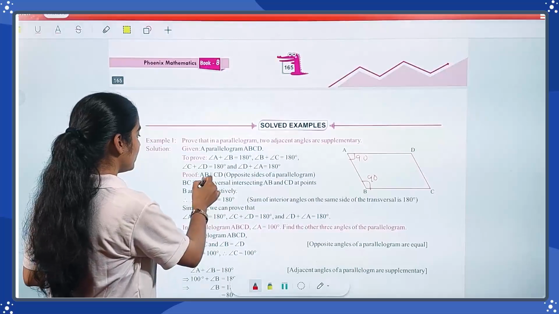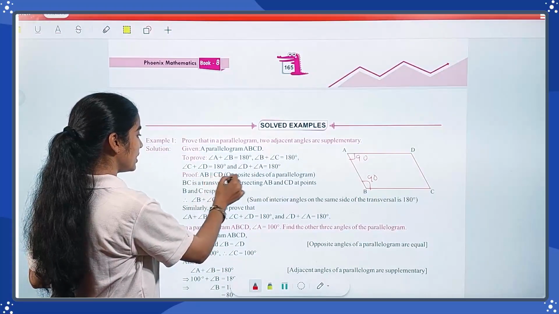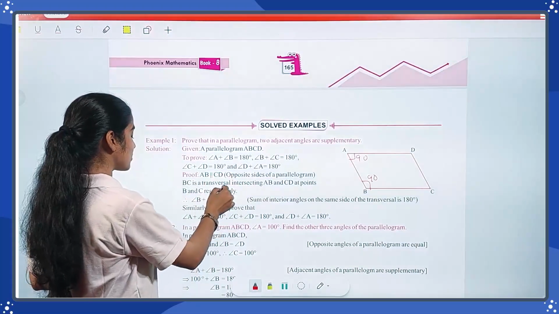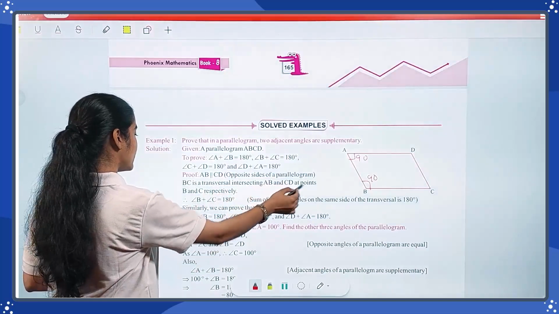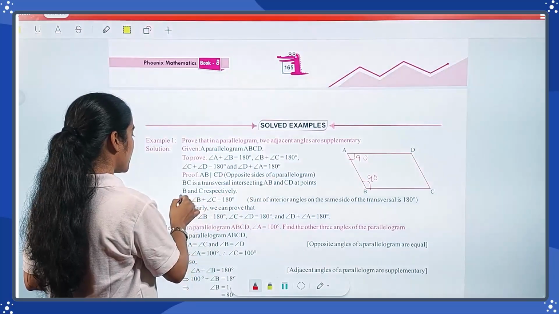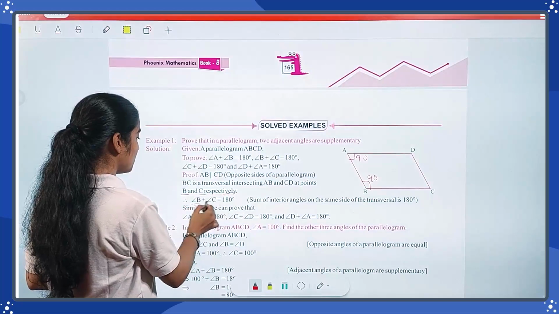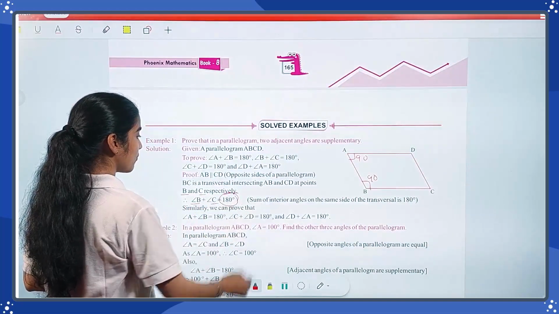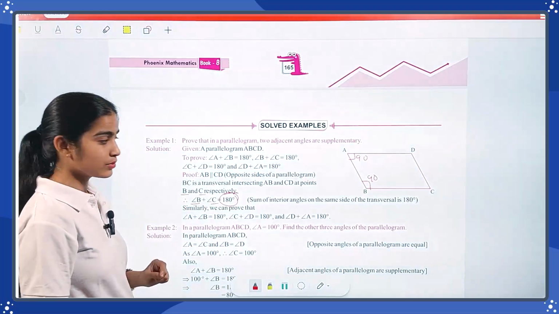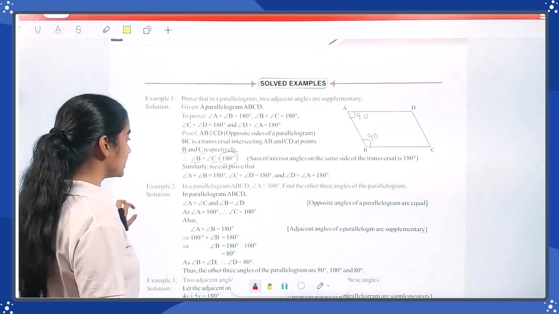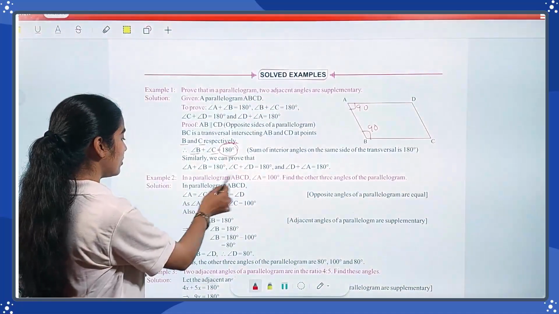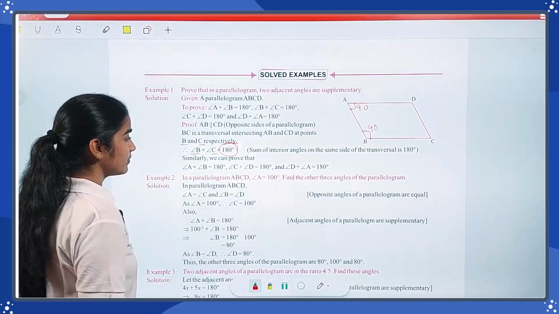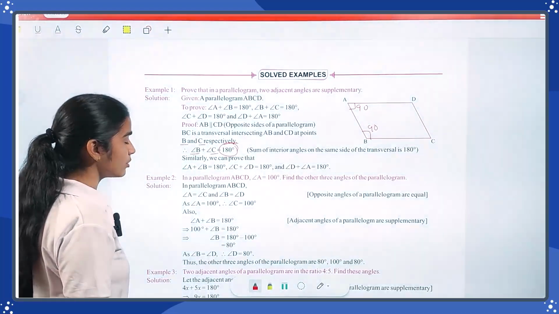So, proof: AB is parallel to CD, opposite sides of a parallelogram. BC is a transversal intersecting AB and CD at points B and C respectively. So angle B plus angle C is 180 degrees, since the sum of interior angles on the same side of the transversal is 180 degrees. Hence it's proved. Now, in parallelogram ABCD, angle A is 100. Find the other three angles of the parallelogram.